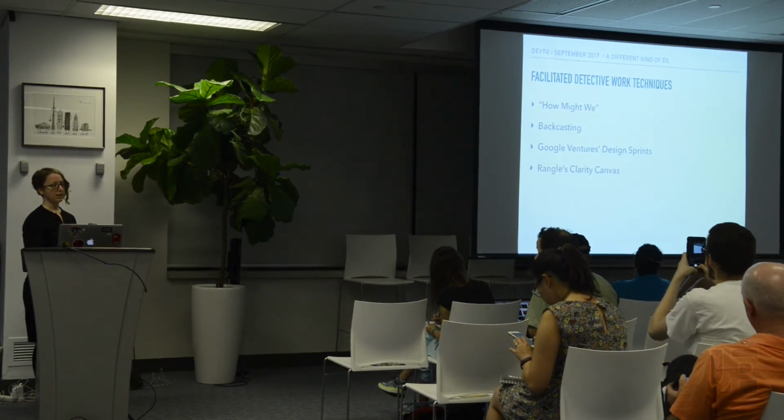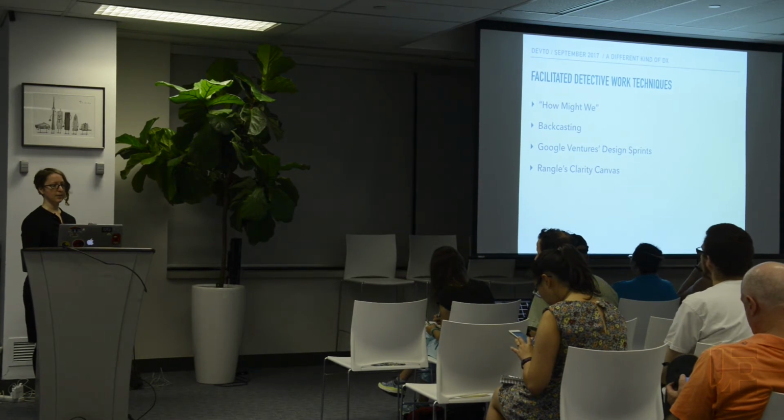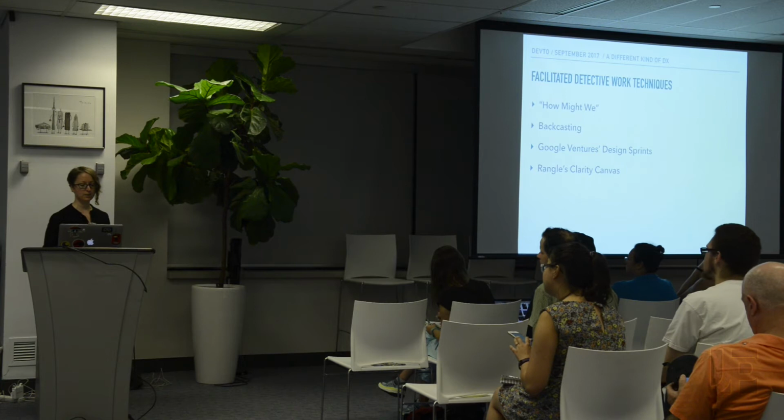Some of these things are like the How Might We technique, things like backcasting, using something like Google Ventures Design Sprints, and I'm also going to give a bit of a plug for Wrangle's very own Clarity Canvas process.